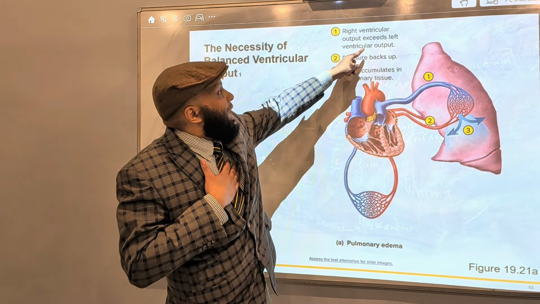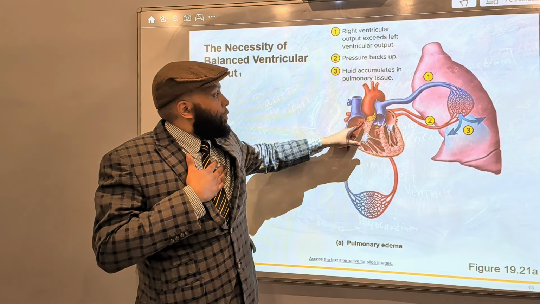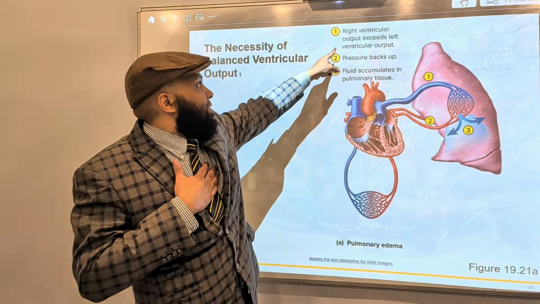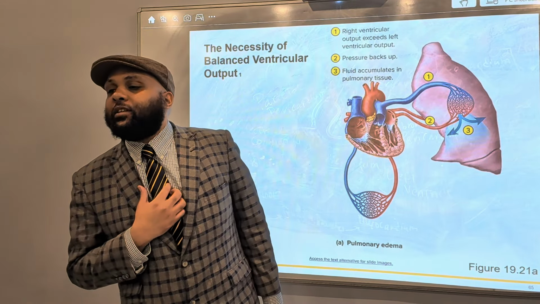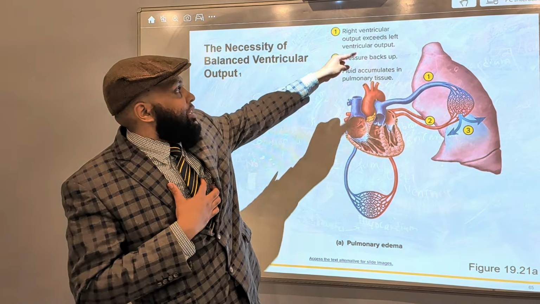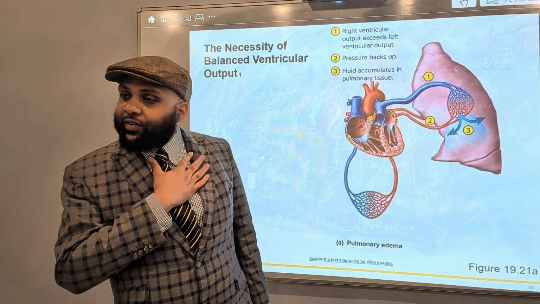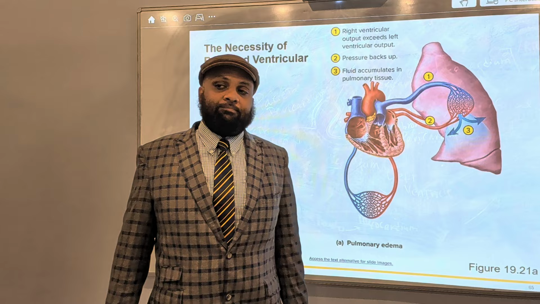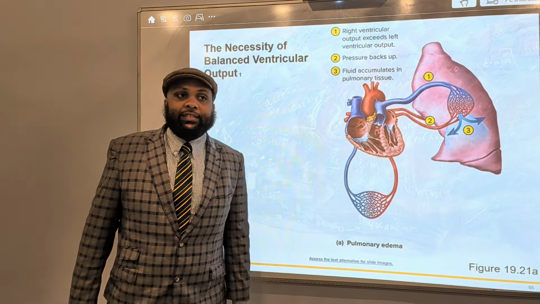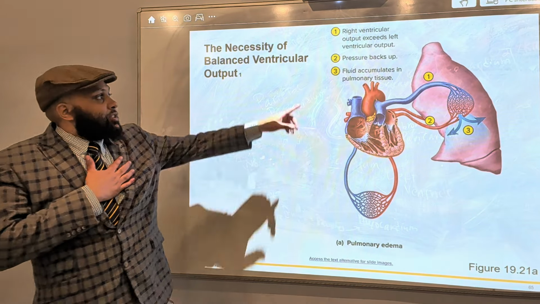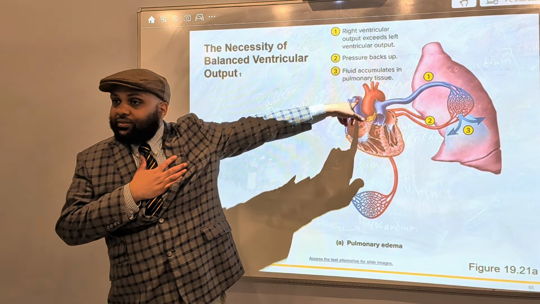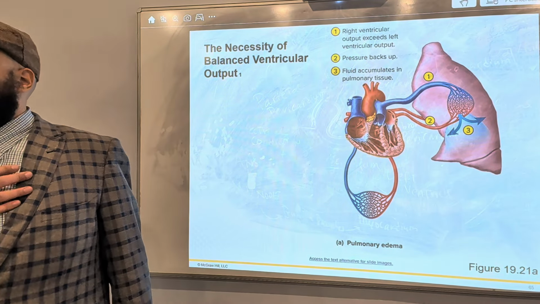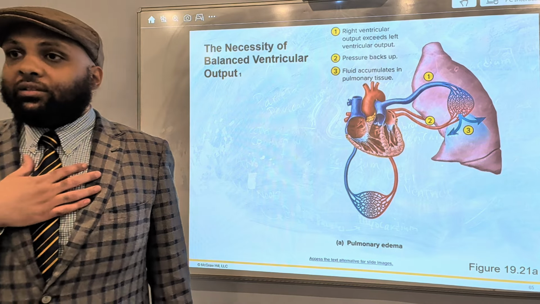And if the right ventricular output exceeds the left, the pressure is going to back up. You see, the pressure is going to back up, and the right ventricle deals with the lung, pulmonary circulation, while the left deals with systemic circulation. That's why the fluid accumulates where? That's why somebody with left-sided heart failure will have fluid accumulating in the lung.